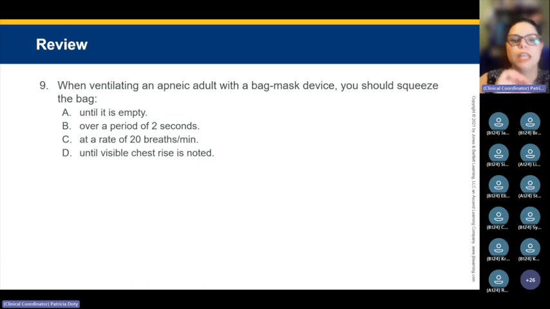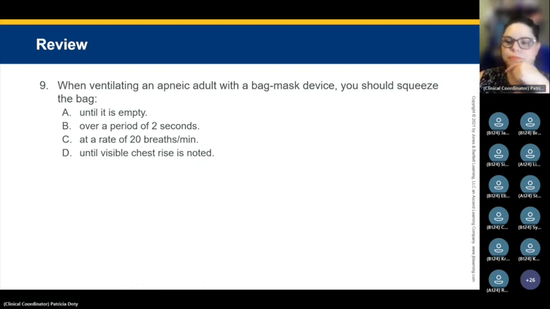When ventilating an apneic adult with a BVM, you should squeeze the bag, A, until it's empty, B, over a period of 2 seconds, C, at a rate of 20 breaths per minute, or D, until visible chest rise is noted. I did not actually go over this in class, so we're going to go over this, but I hope you guys get it right. When ventilating an apneic adult with a bag valve mask, you should squeeze the bag, A, until it's empty, B, over a period of 2 seconds, C, at a rate of 20 breaths per minute, or D, until visible chest rise is noted.